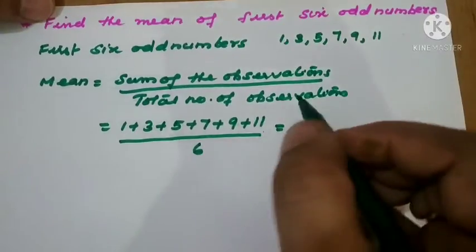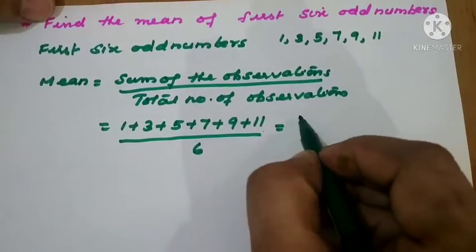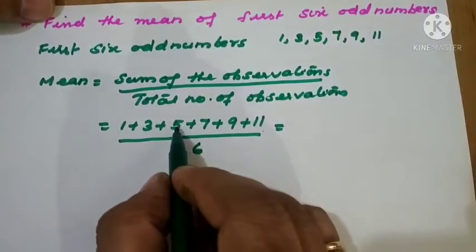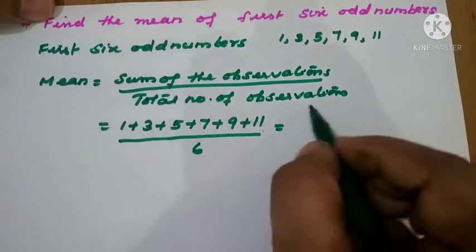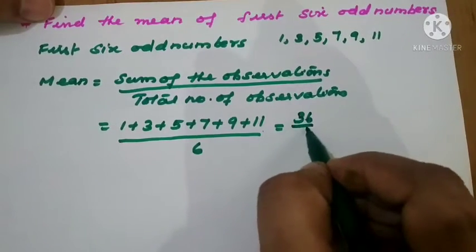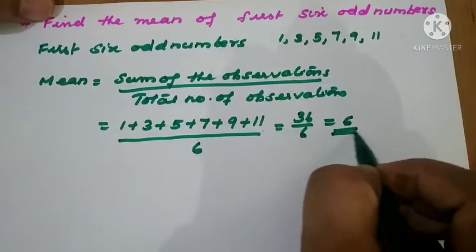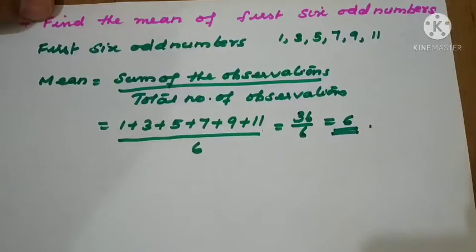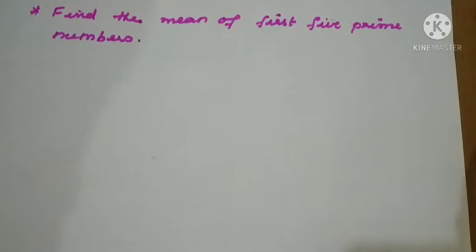So if we add: 11 plus 9 is 20, 27, plus 5 is 32, plus 3 is 35, plus 1 is 36, divided by 6, it is equal to 6. So we got the answer: for the first 6 odd numbers, the mean is 6.